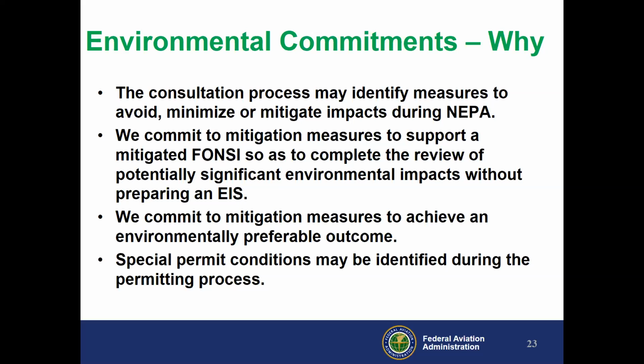We also commit to mitigation measures to achieve an environmentally preferred outcome. And there may be special permit conditions that may identify some commitments that we have to put into the environmental document or incorporate into the design plans. So this may occur whether we're doing a documented CATEX, or EA, or EIS. It comes from the consultation process with the agencies, as well as the permitting process.